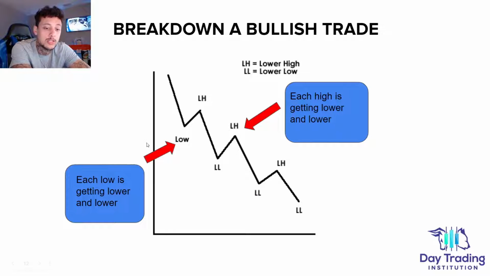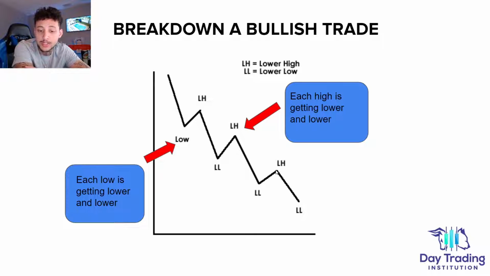Now, notice how each low is significantly getting lower and lower. Remember, look at each LL getting lower and lower, and look at each LH getting lower and lower, right? LH stands for lower high and LL stands for lower low. Again, if we look at my mouse cursor here, this is going to be considered a lower low because this low is significantly lower than the second low, making it a lower low.